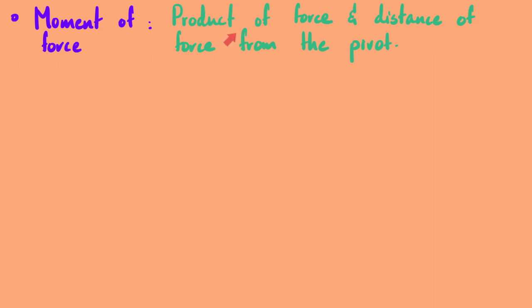So often you will be asked just to define the moment or the turning effect of a force. So how do you define this? It's the product of force and the distance of the force from the pivot. Usually this is for 2 marks. One is just for saying force and distance in some way, and the next mark is for elaborating more on the distance, which is of the force from the pivot.